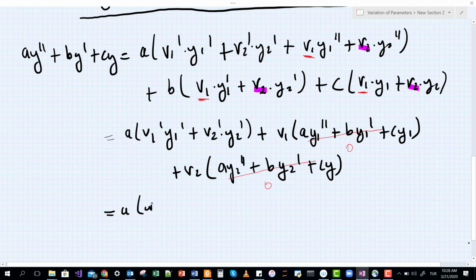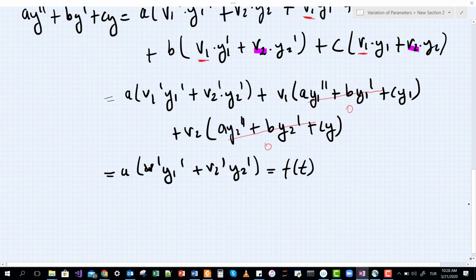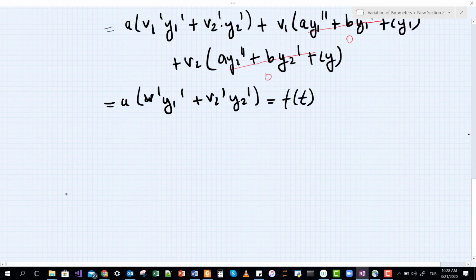A times v1 prime y1 prime plus v2 prime y2 prime, and that's it, right? And then on the right hand side, sorry, I have f of t. Great. Look at that. I obtained another equation besides the assumption I made at the beginning, right? You will remember that was a 0. So look at it, I have two equations.